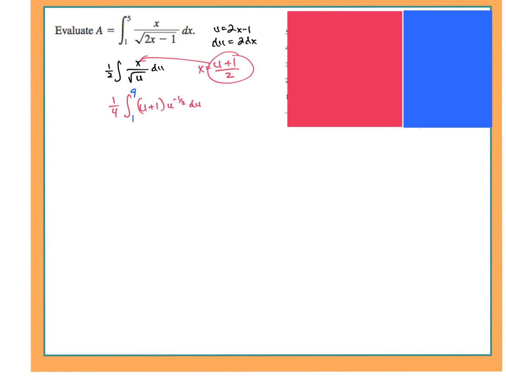And so now let's do a little bit of math. We need to distribute this u to the negative 1/2. So I have 1/4 the integral of u to the what?